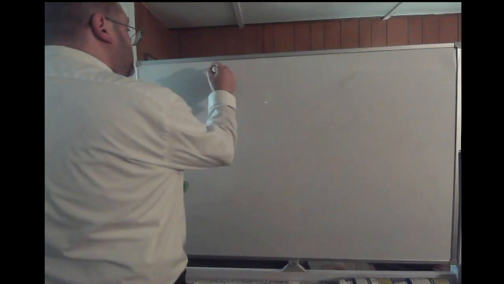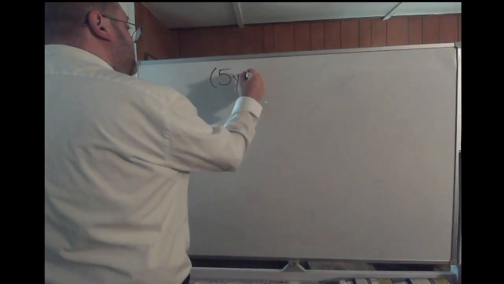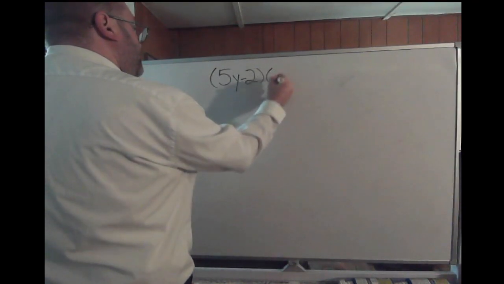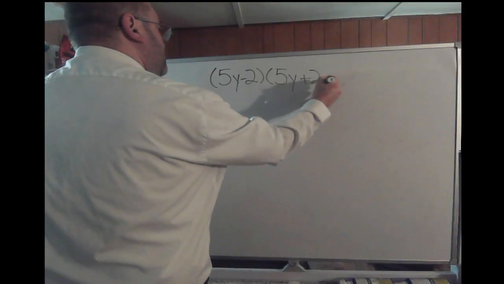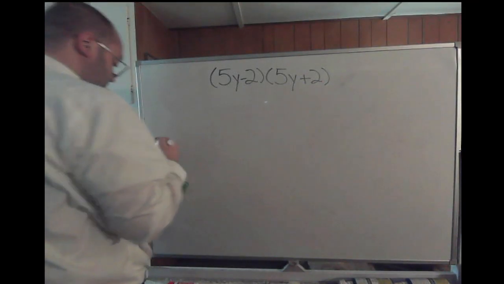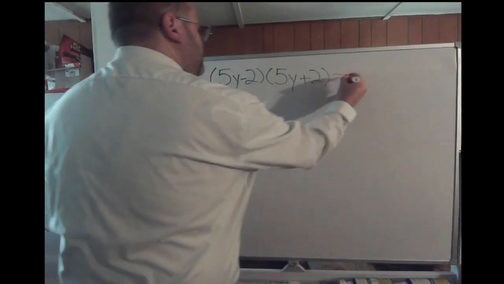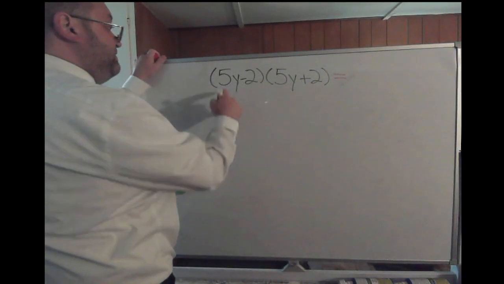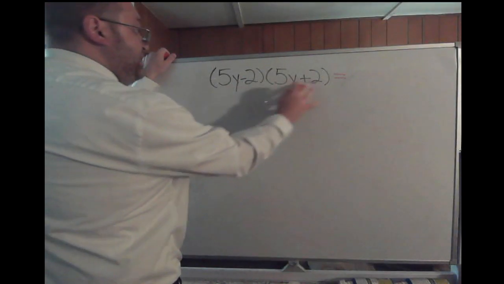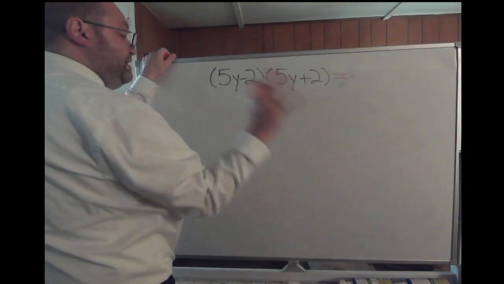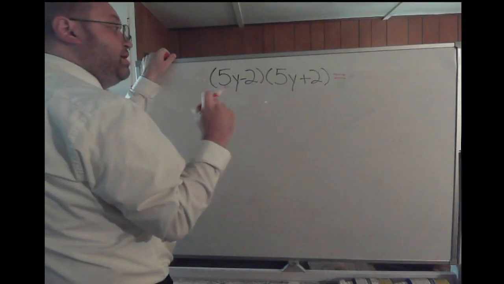Alright. We have 5y minus 2 times the quantity of 5y plus 2. Well, what we're going to do is we're going to take 5y times 5y because we have the same variables and the same constants, 1 plus 1 minus. It meets the criteria of a perfect square binomial.